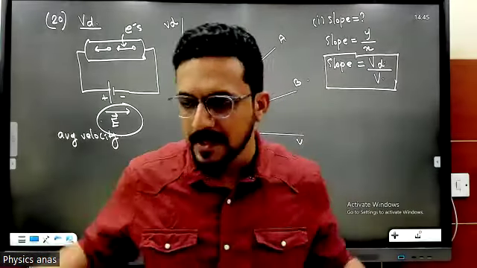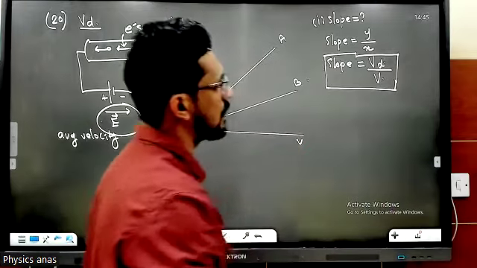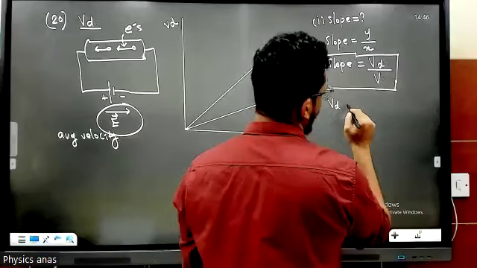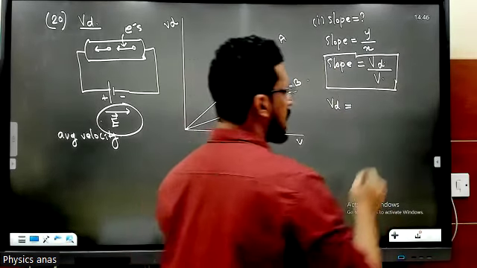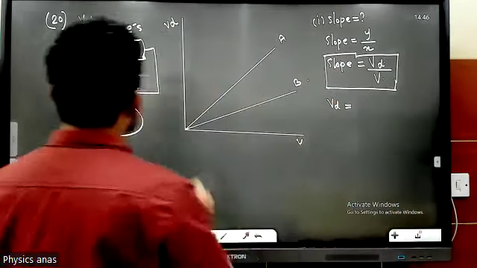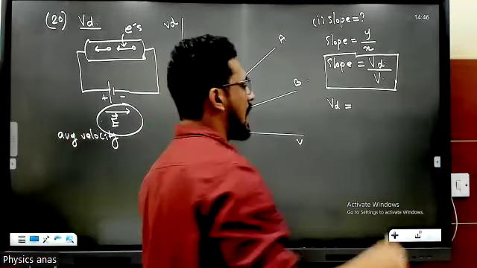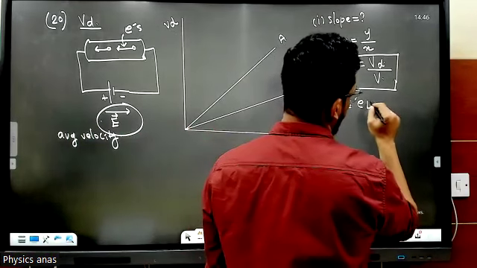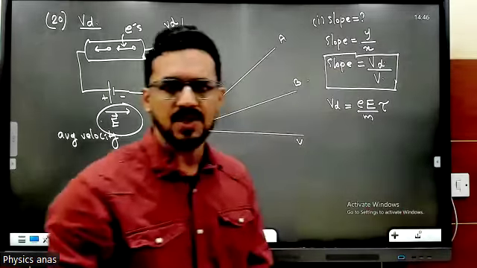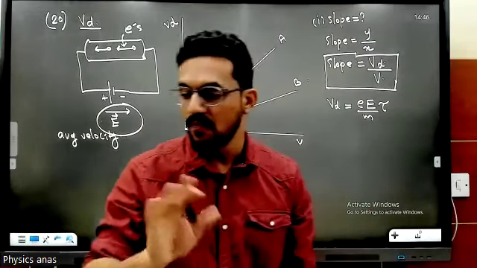We haven't encountered such an equation until now. But we know the equation of drift velocity. What is the equation of drift velocity? Vd equals eEτ/m. The minus sign means the velocity of electrons is opposite to the electric field. I'm just considering the magnitude of drift velocity. E by n tau. This is the equation for drift velocity. In this equation, there is no voltage.